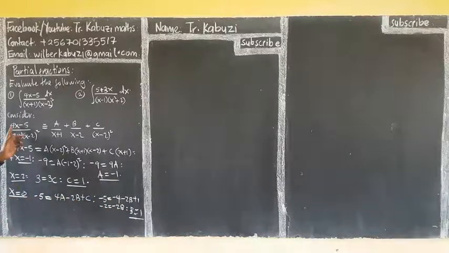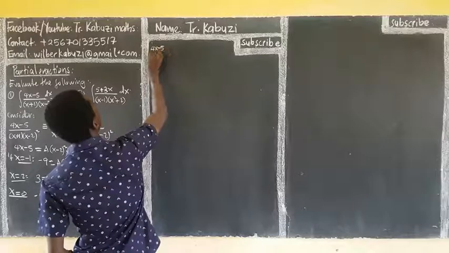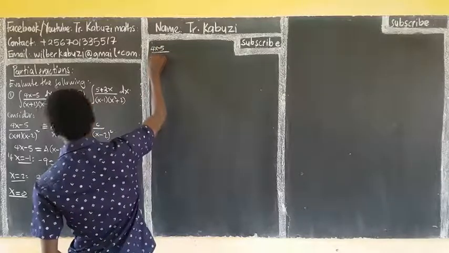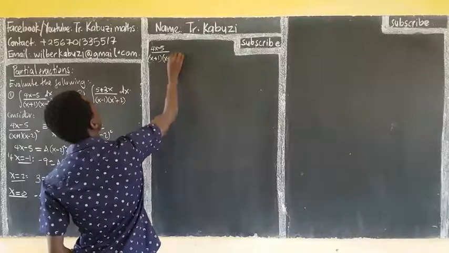So now, you write this as, of course, from here, 4x minus 5 over x plus 1, x minus 2 the whole square.